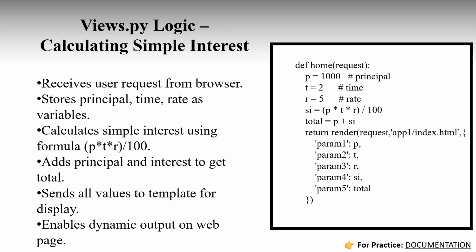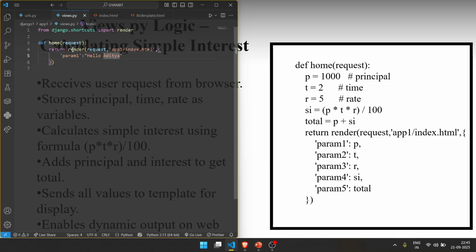That is calculating the simple interest. We'll be calculating the simple interest in views.py itself. So let's go for it. For simple interest, we need three main things: principal amount, time, and rate of interest. So let's go P, that is our principal amount, let's say 1000 for now. Rate, let's say 10%, whereas time, let's say 5 years.